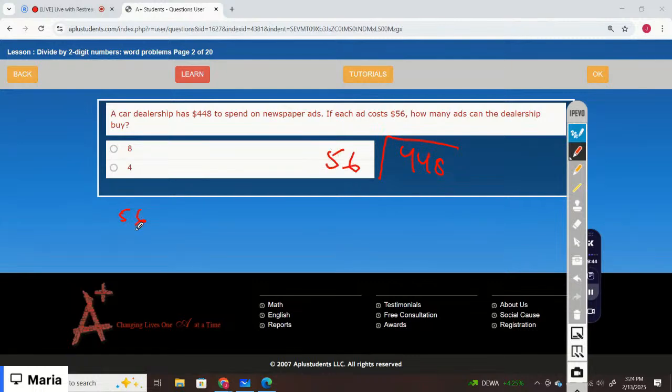Let's just go for 56 times 4. 4 times 6 is 24. Now we can go for 8. 8 times 6 is 48. 8 times 8 is 64. Option number 1 is the correct option. That is 8.